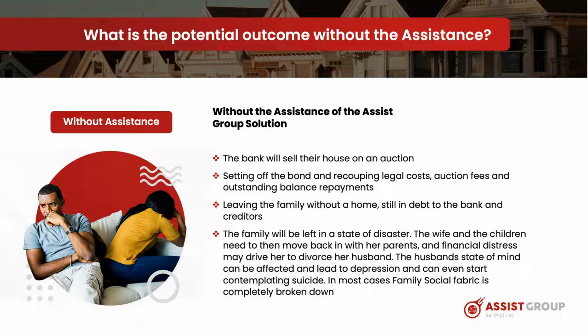The wife and the children need to then move back in with her parents, and financial distress will drive her to divorce her husband. The husband's state of mind can be affected and lead to depression, and he can even start contemplating suicide. In most cases, the family's social fabric is completely broken down.